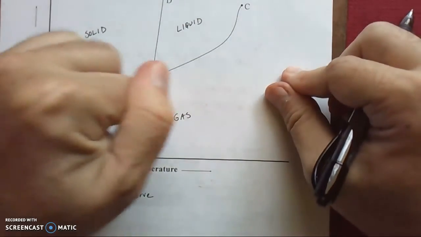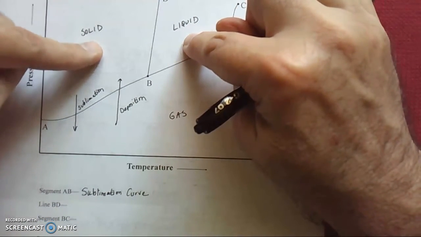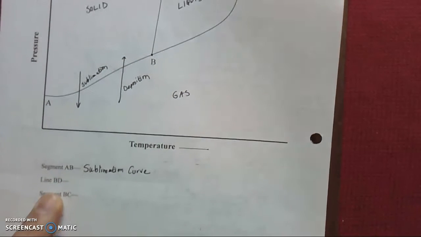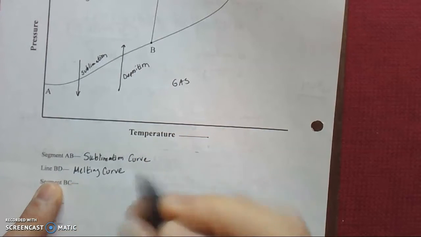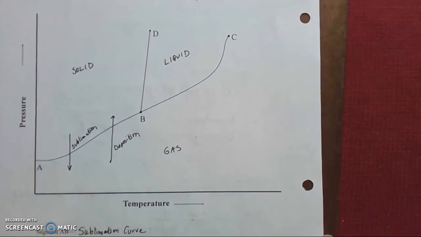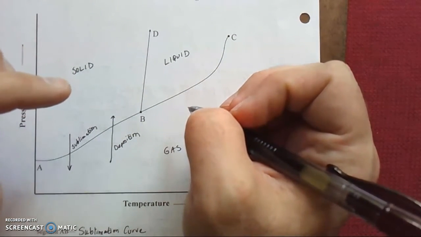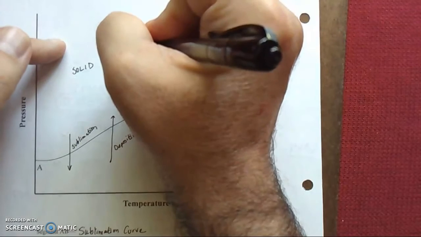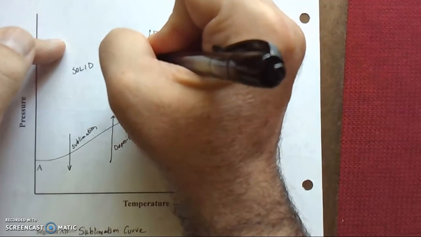And the same thing if we go horizontally or diagonally. As long as we cross that curve, we have a phase change. Between a solid and liquid, which is going to be line BD, so this line keeps on going and going and going, we end up with the melting curve. So line BD is the melting curve. So depending on what we're doing, if pressure is held constant and we increase the temperature and we go from a solid to a liquid, here we have melting. If we go from a liquid to a solid, we have freezing.